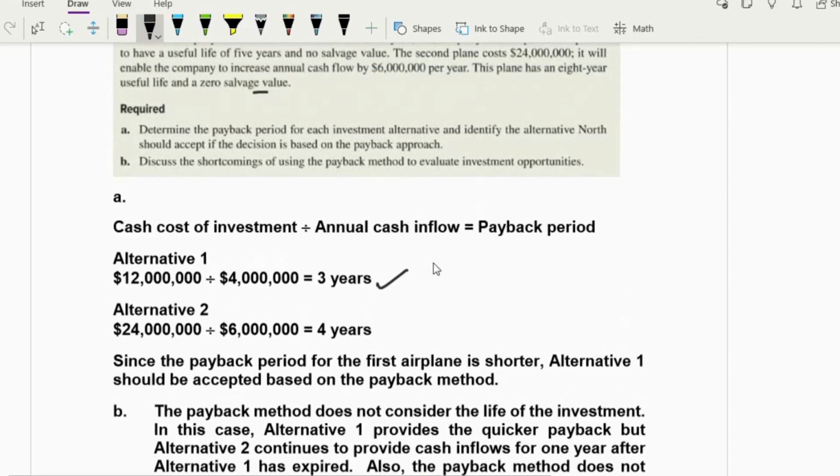Okay, they ask what the shortcomings, or drawbacks, of the payback period are. One is that it does not consider the time value of money, and the second is that after the recovery you will still be receiving cash inflows. So the payback period ignores the cash inflows or outflows which come after the payback time.